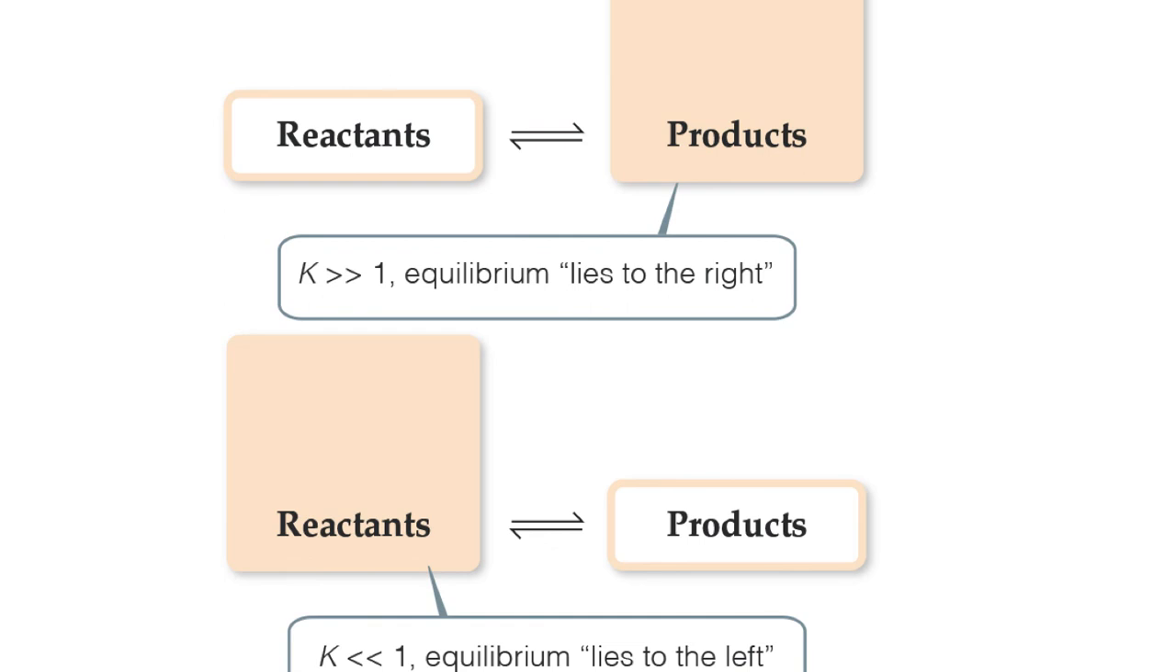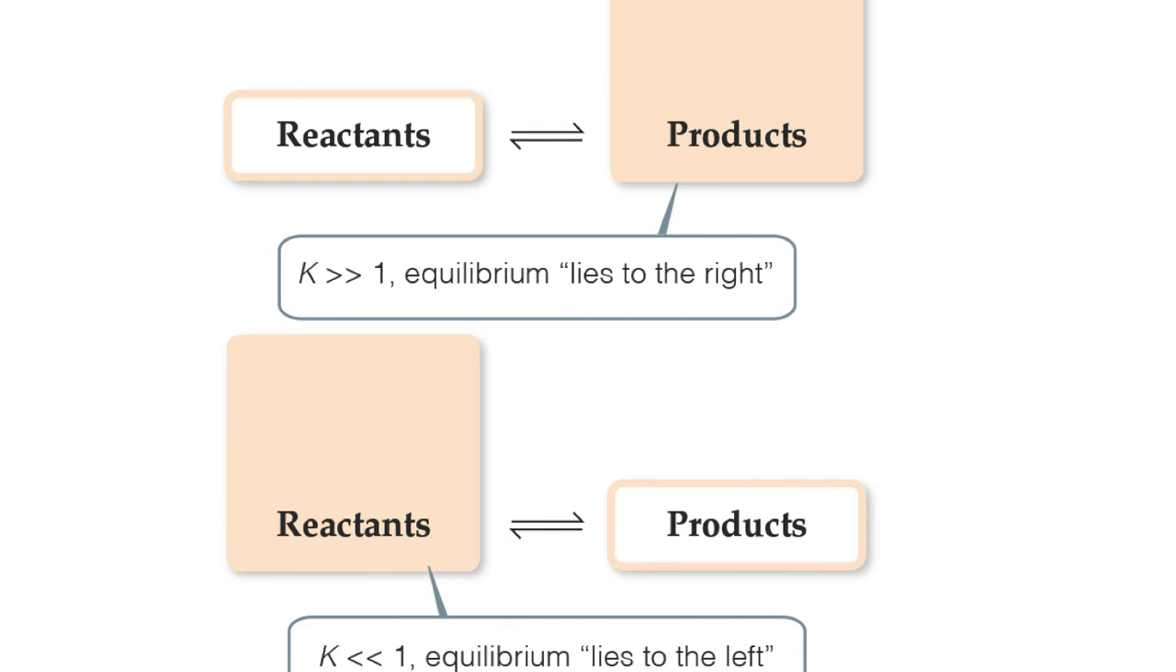But keep in mind what left and right mean: left is reactants, right is products. Okay. If K is less than 1, it is reactant favored. And so you'll end up with more reactants at equilibrium than products.